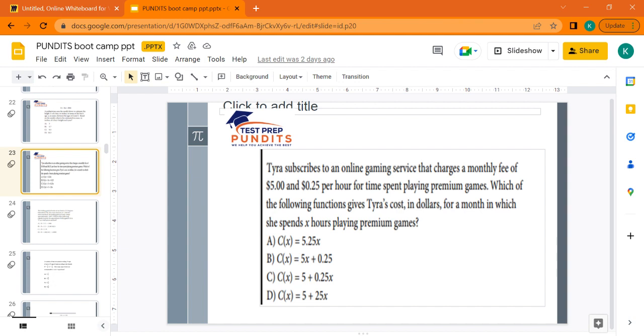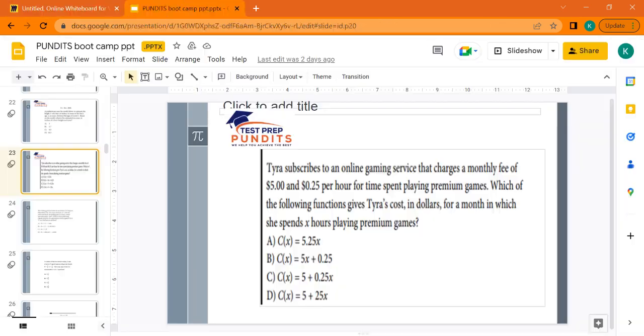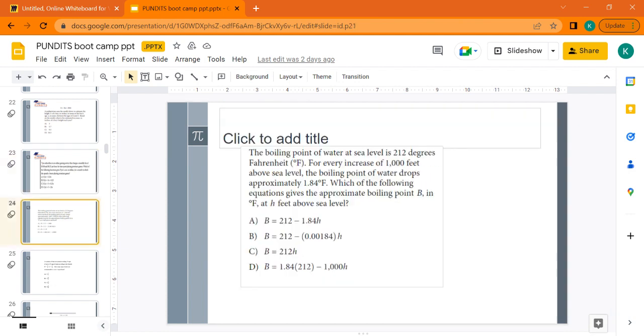Option C is C of x equals 5 plus 0.25x, which is exactly the equation we got here. That means you're going to mark C as the correct answer. This time we used both the slope and the intercept, so I hope you're able to use them well. As you can see, what I said in the beginning: the y-intercept is going to be a fixed cost, your initial starting value, your beginning, and your slope is going to be your increase, your decrease, or your rate. Really helpful. You can use it for every question.